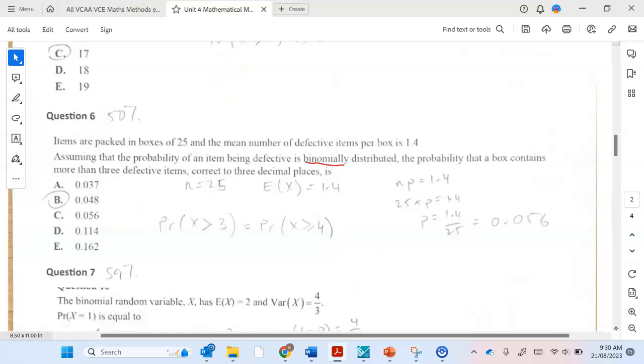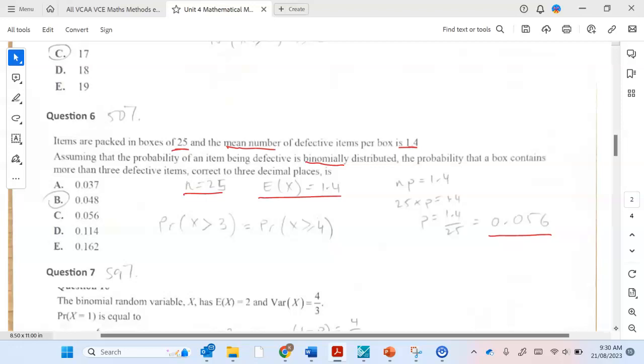So we've got 25, so that's going to be our n, and the mean is 1.4. I've highlighted those values here. n is 25 and our expected value is 1.4. Given that information, I can find p. So there's p. It is a terminating decimal, but if not, you leave it as 1.4 over 25. You leave it as a fraction. And you could solve that quite easily on your calculator.